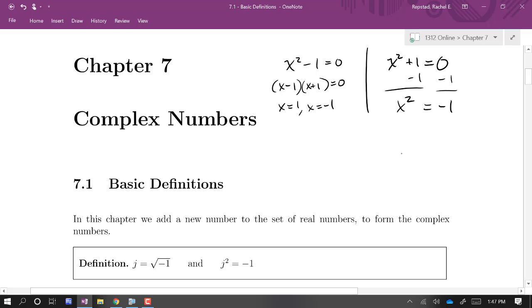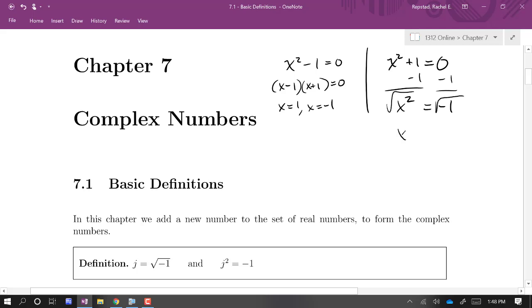And this leads us to conclude that this probably doesn't have any solutions because I can't square a number and get a negative, right? If you square a positive, you get a positive. If you square a negative, you get a positive. And it's true that this equation has no solutions in the real numbers. There's no number on the real number line such that when you square it, you'll get negative 1.